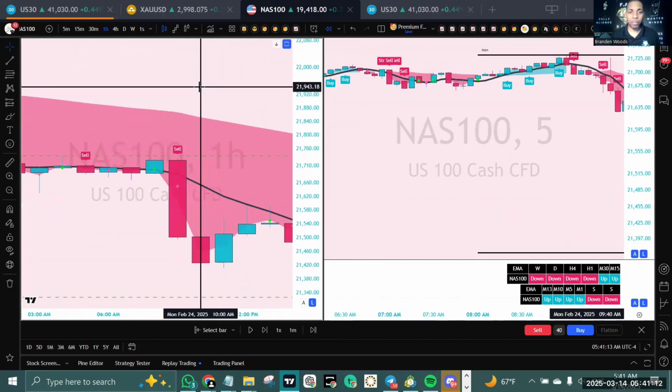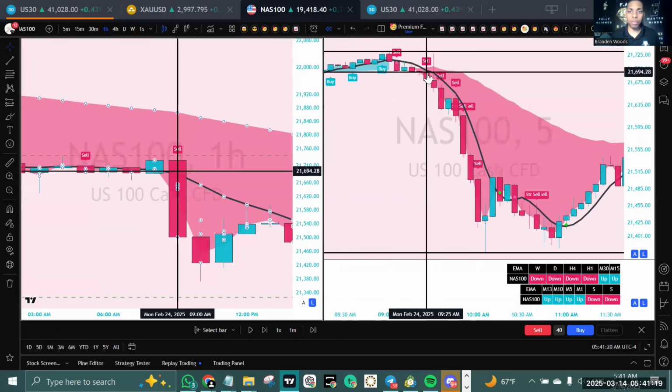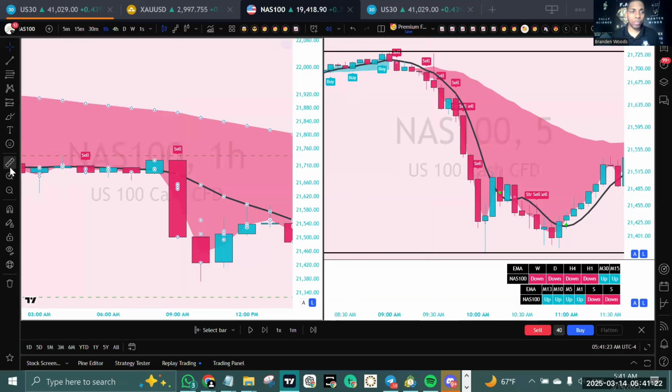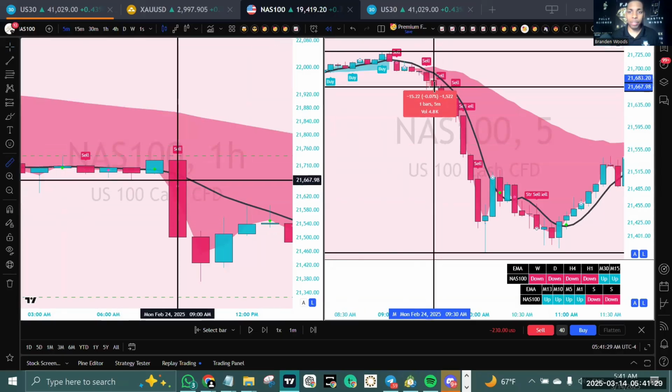Repetition is the father of learning. So the more you see it, the more confidence you'll have in it. So cool. Here we go. This is where it crossed. Here's your drawdown right here. Here it is. It crossed through. It went 20 pips. It pulled back.